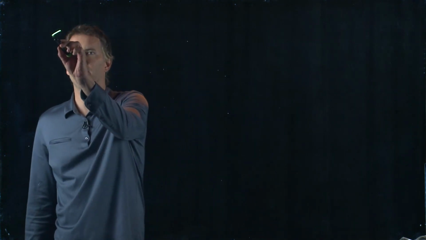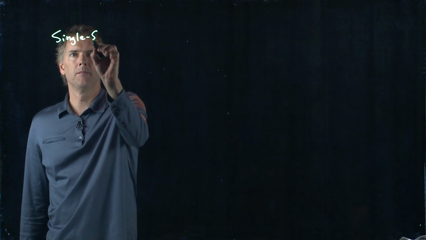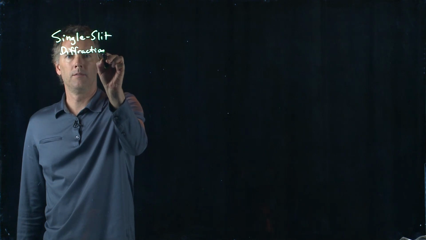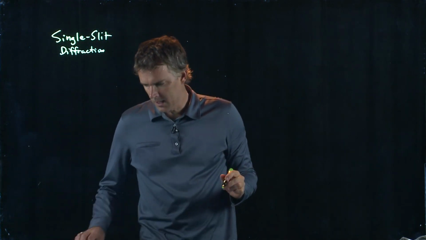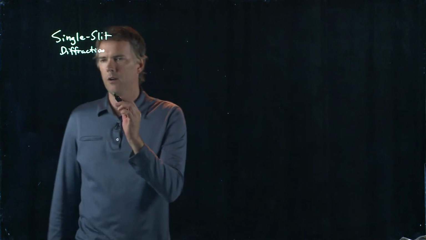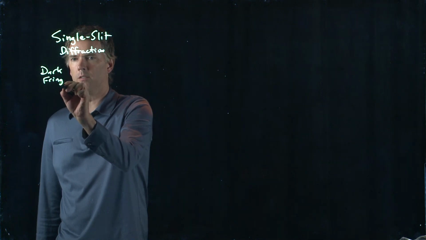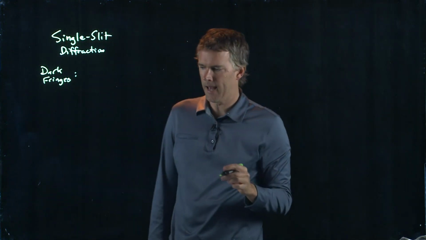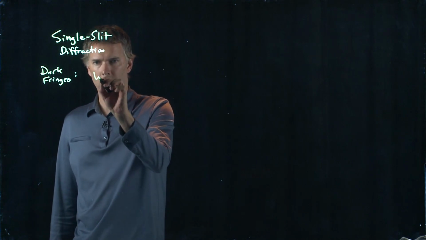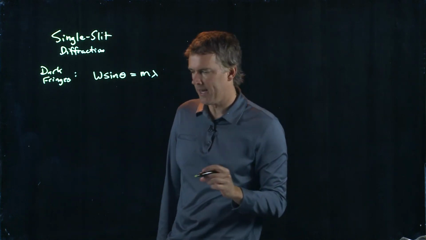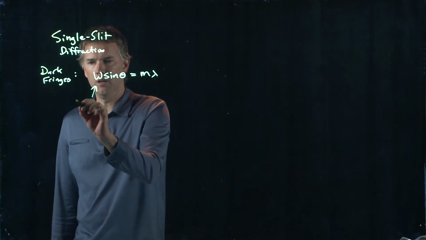Hi guys, welcome back. Let's take a look at one of your homework problems, and this is a single-slit diffraction problem. Okay, and let's just review for a second what our equation was for the single-slit diffraction. What we said was the dark fringes are located at a specific position determined by that. W sine theta equals m lambda.